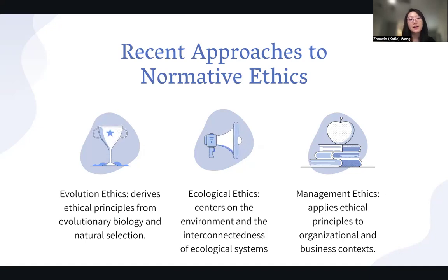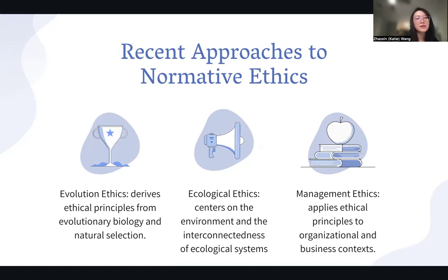The second one is ecological ethics. It centers on the environment and the interconnectedness of ecological systems. It stresses the importance of sustainability and environmental stewardship, advocating for actions that protect and preserve the natural world. And the last one is management ethics.